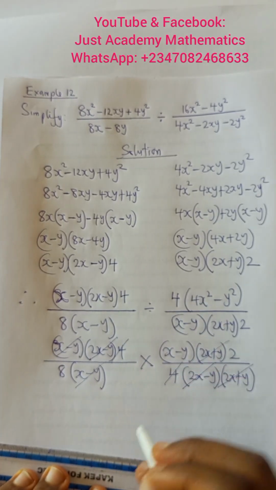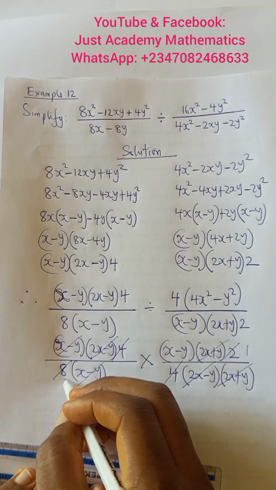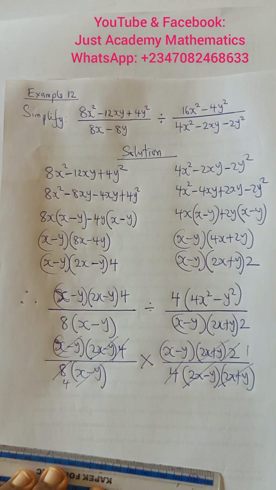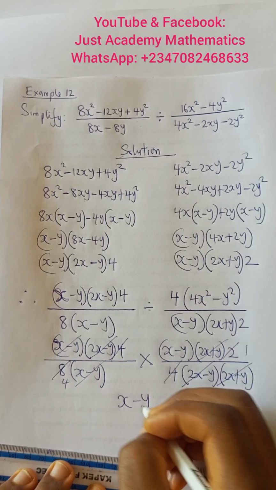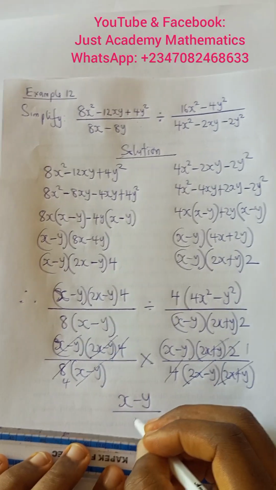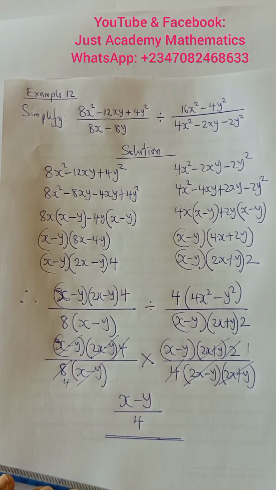4 will cancel 4. 2 here, 1. 2 here, 4 remaining. So what do we have left? At the end of the day, we are left with (s minus y) over 4. That is it.